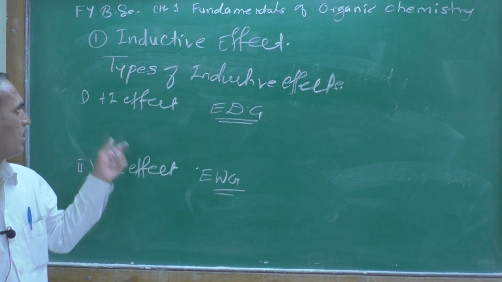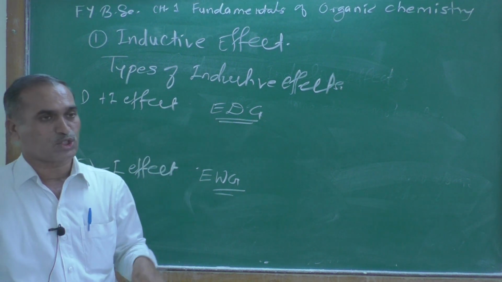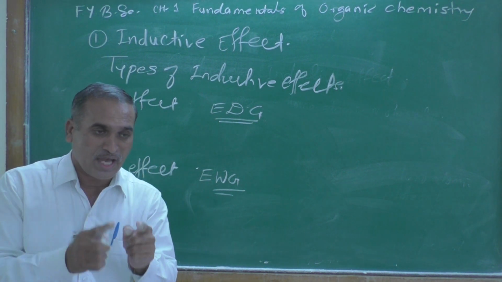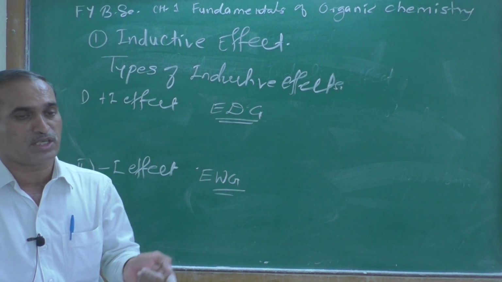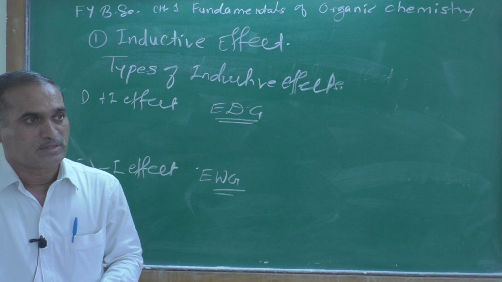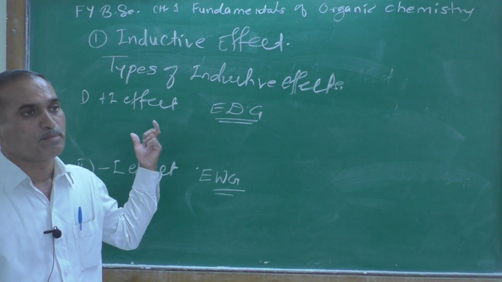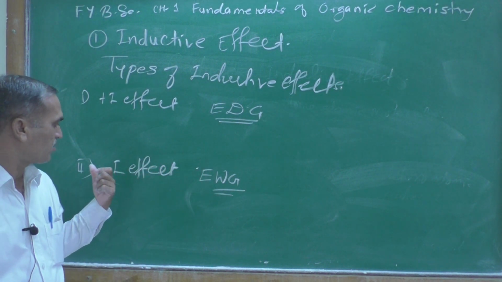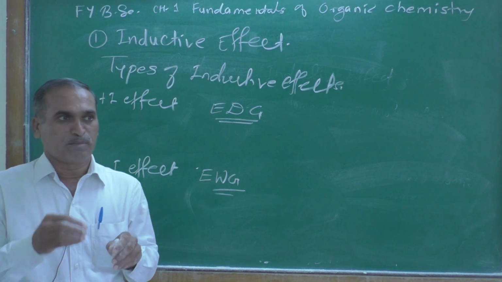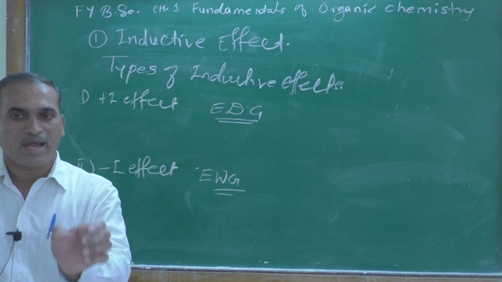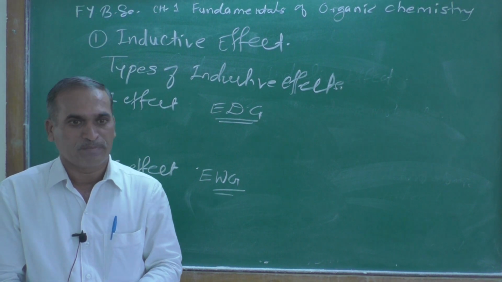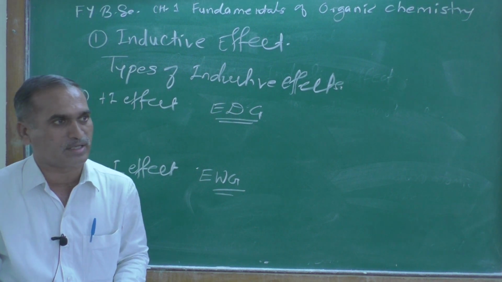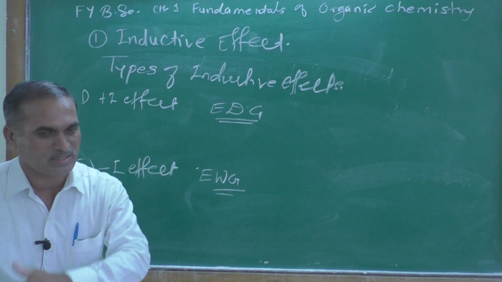Let us see the plus I inductive effect. What do we mean by an electron donating group? The atom or group of atoms that increases the electron density around the carbon atom, the effect is said to be the plus I inductive effect. Now the definition of the second one, minus I inductive effect. It is the atom or group of atoms that withdraws or decreases the electron density around the carbon atom.